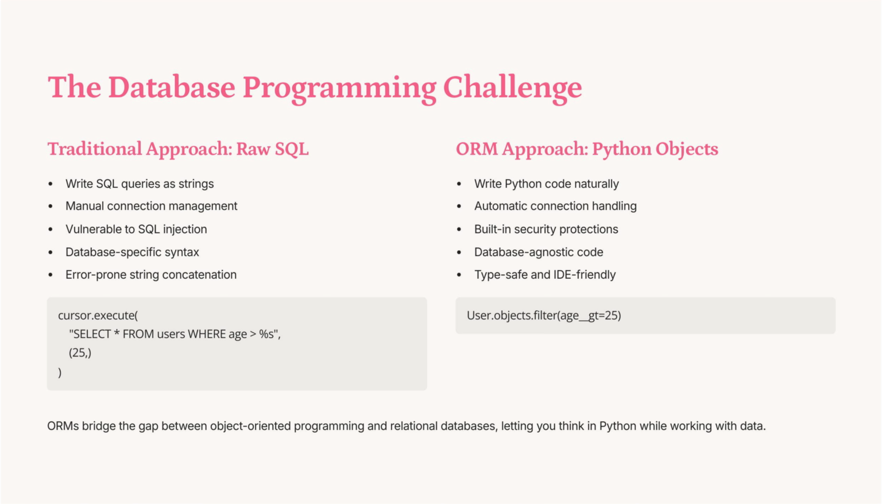Traditional database programming involves writing raw structured query language queries, managing connections manually, and facing structured query language injection risks. In contrast, object relational mappings allow you to write Python code naturally, handle connections automatically, and offer built-in security. This approach is database-agnostic, type-safe, and integrated development environment friendly, bridging the gap between object-oriented programming and relational databases.